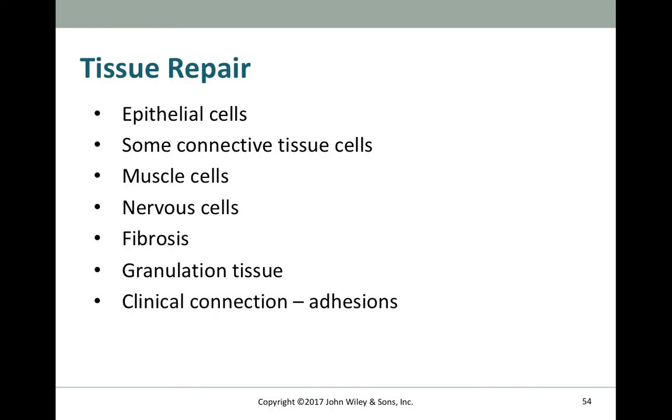Adhesions can be the clinical connection. So after maybe a surgery or a scar from any kind of cut or deep wound, you may have adhesions form, and that's where the tissue will abnormally join together. And a lot of times that happens in the abdomen. And so then it can cause you to have obstructions for your intestines. So you can have an intestinal obstruction that won't allow your food to pass, and so it can have some pretty serious consequences.